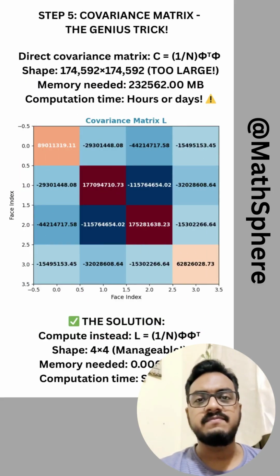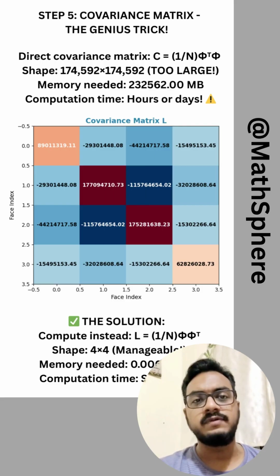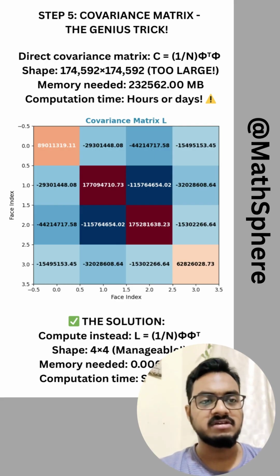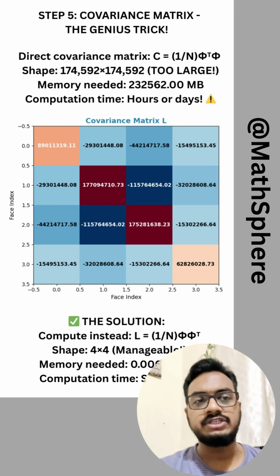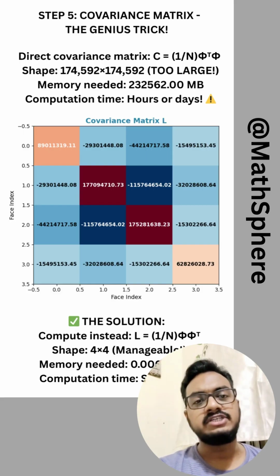Then in the 5th step, we have to find the covariance matrix. If we see the order of the covariance matrix here, it is 30 billion numbers. But using a simple genius trick, we reduce this calculation to just 16 numbers, retaining all the information.